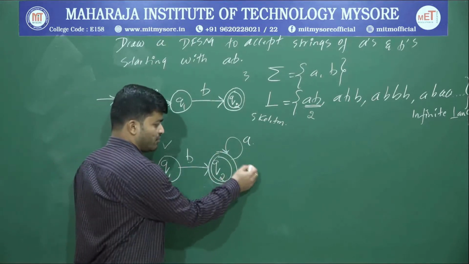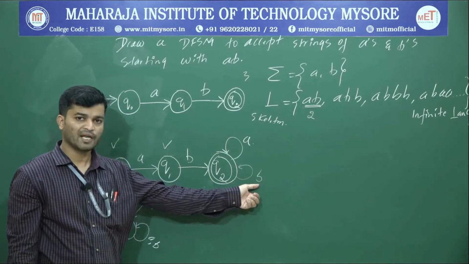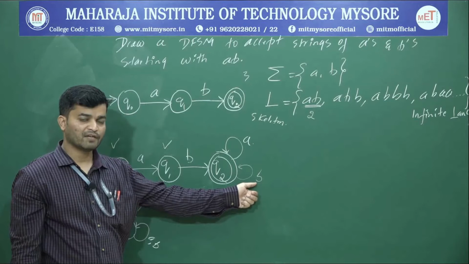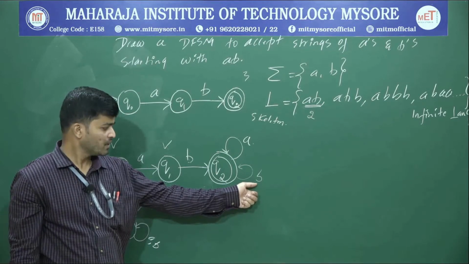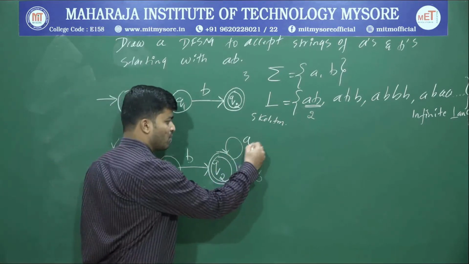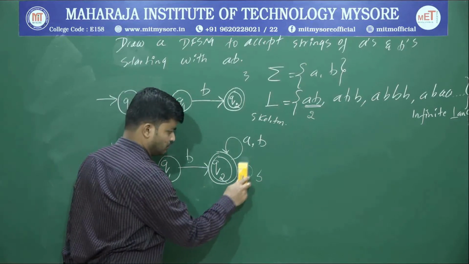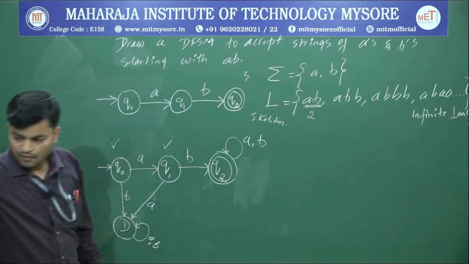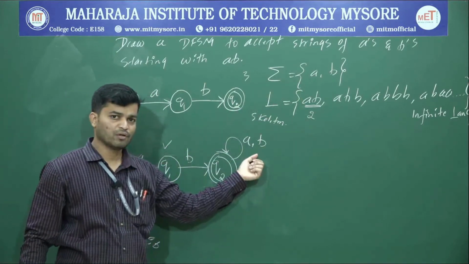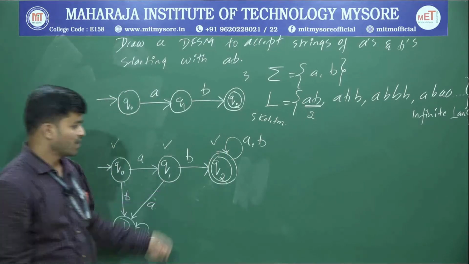What about B? I'm going to have AB before going to the final state, then I can have n number of B's. Therefore, if I write a loop upon B, that will form a valid string. So either you can write two loops, or you can use a comma and write A, B. Now if you observe Q2, there is a path for A, a path for B, sigma is A, B, therefore even Q2 is also over. So now this is the transition diagram you are required to draw.